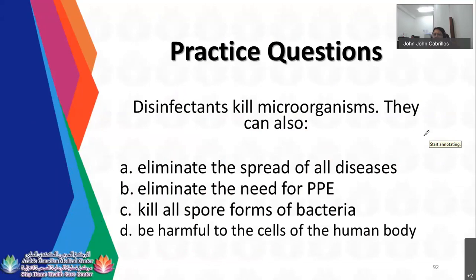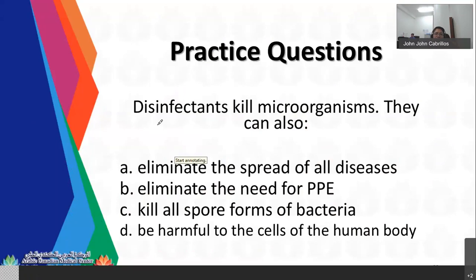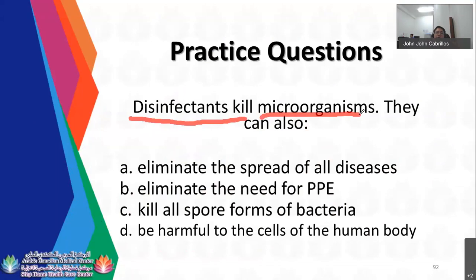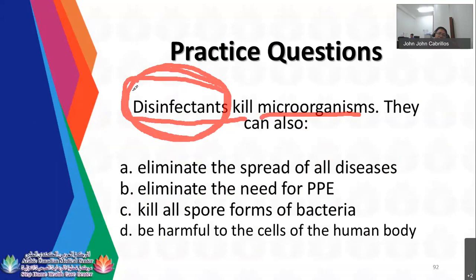Okay, so let's try to answer each question. Disinfectant kills microorganisms. It's either low level or high level. I will start with letter A. Does it eliminate the spread of all diseases? All diseases? No.